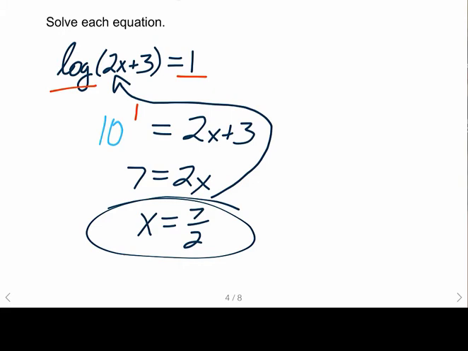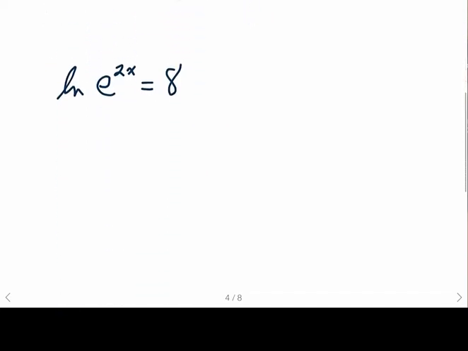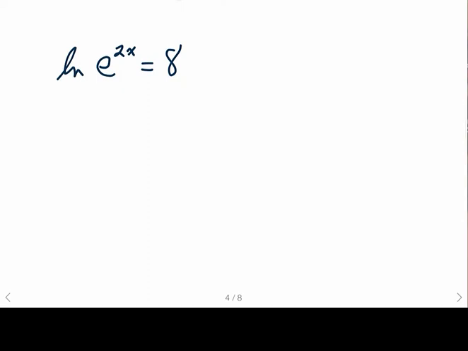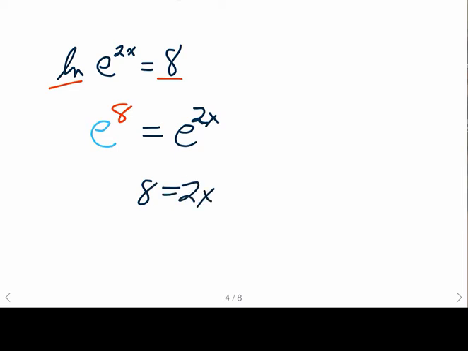If you're thinking that these equations aren't so bad, you're right. The ones down the road are going to be more interesting. The one down the page, natural log of e to the 2x is equal to 8. Natural log means the base is e. The exponent is 8. And so we have e to the 8 is equal to e to the 2x. And hey, the bases match. That sounds like something we've done before. So 8 is equal to 2x, and so x is equal to 4.